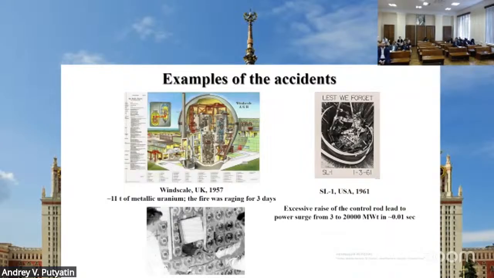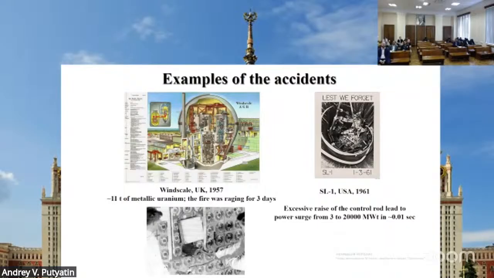The first one was in 1952 in Canada, the Chalk River reactor, when the whole reactor core was melted. But this reactor was relatively rapidly, let's say, immobilized. So it was completely covered with soil, and nothing reminds nowadays about this accident.